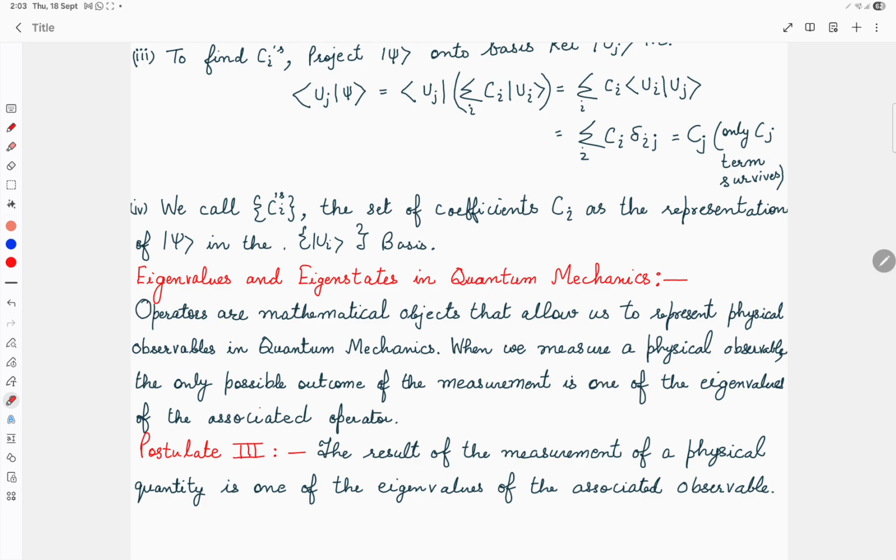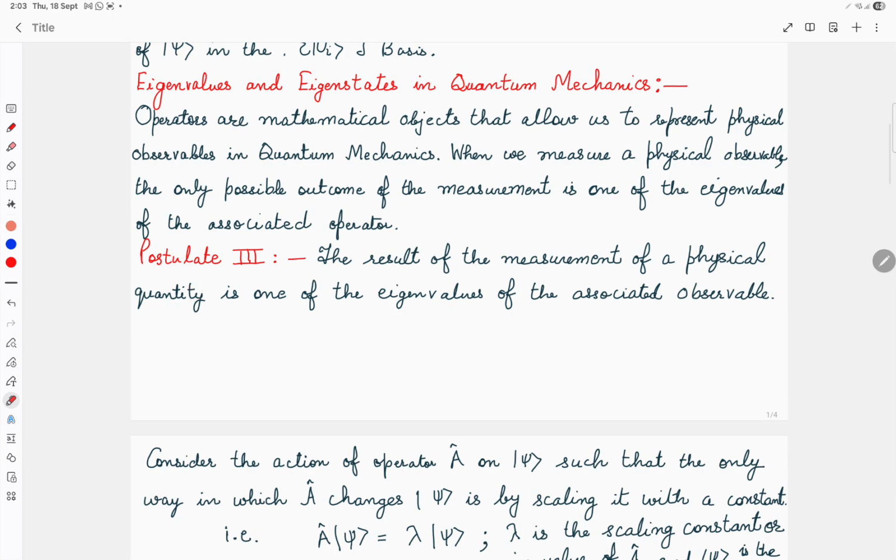That's a very important principle of quantum mechanics, and it forms what we call postulate 3. The result of the measurement of a physical quantity is one of the eigenvalues of the associated observable. Which eigenvalue? The postulate does not state that. It only states that it will collapse to one of the eigenvalues. That's postulate number 3. Postulates 4 and 5 will talk a little bit about which eigenstate.